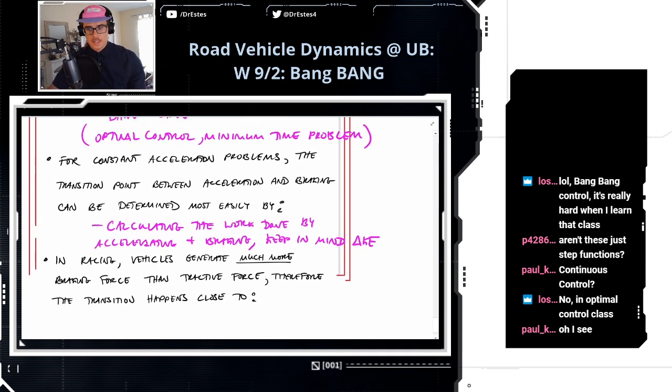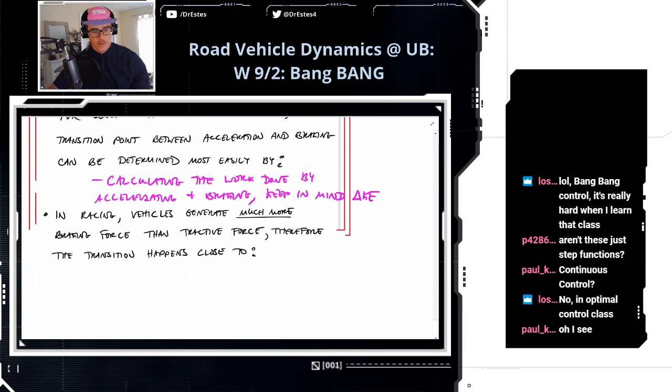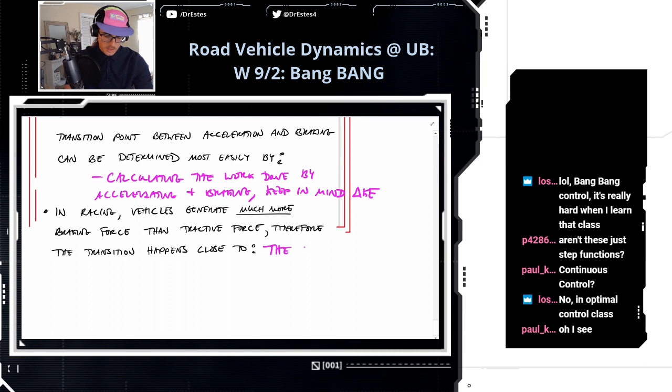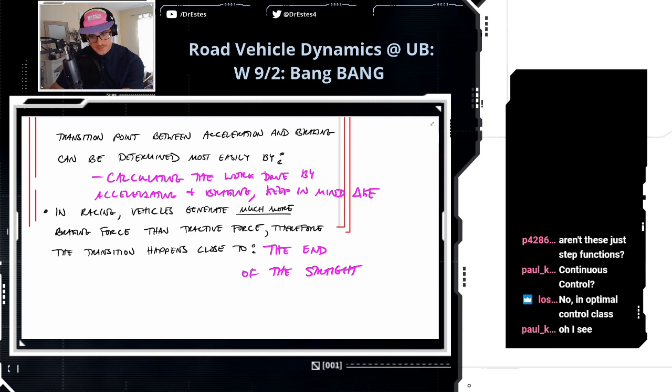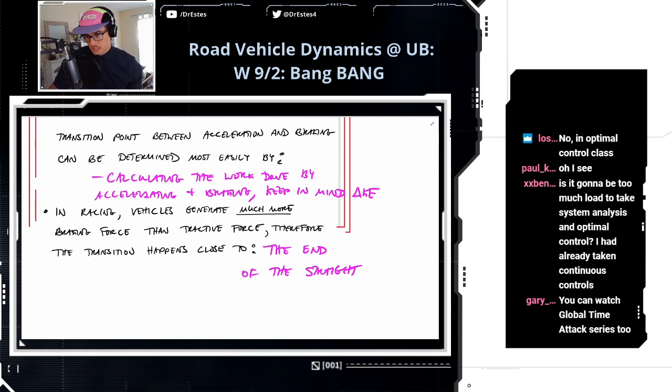So practically, in racing, vehicles generate much more braking force than tractive force. So this transition point from accelerating to braking happens close to the end of the straight. I was watching that Netflix Formula One show the other day, and one of the racers was saying that improving in Formula One is kind of seeing how long you can delay braking at the end of a straight. It's kind of like playing chicken. There's a lot at stake. You don't want to crash the car, but you can always keep in your mind that the optimal way for getting down a straight is delaying the braking as much as you can, because you're trying to push the car to that limit.